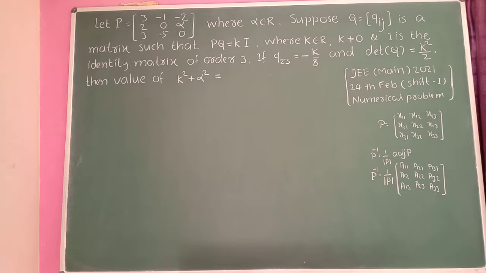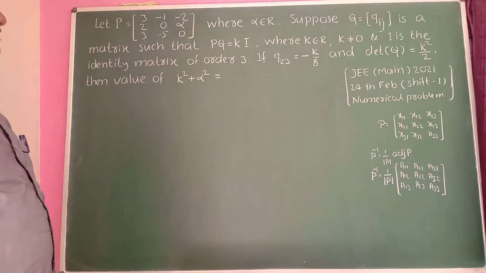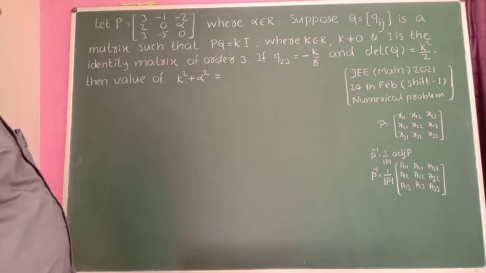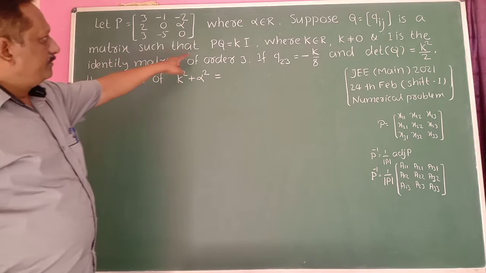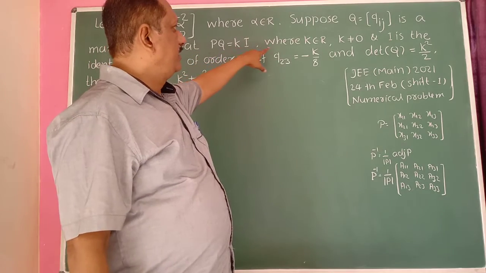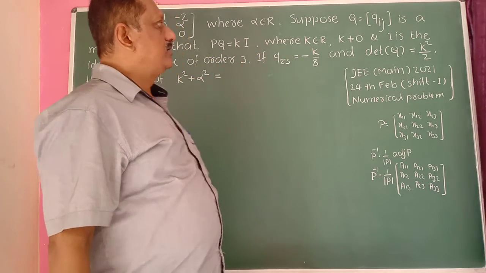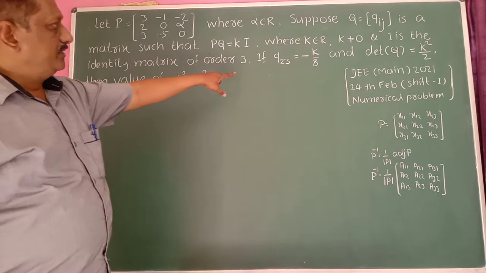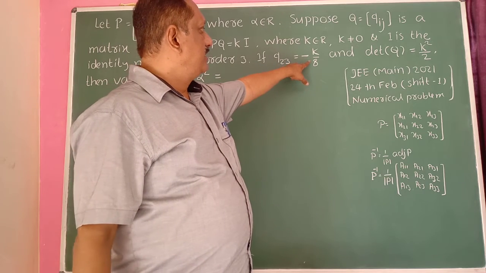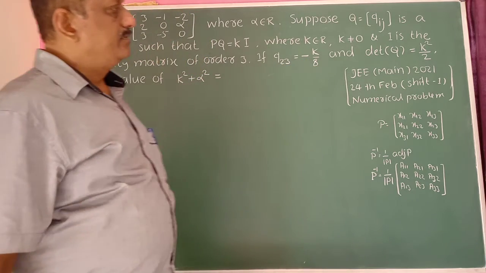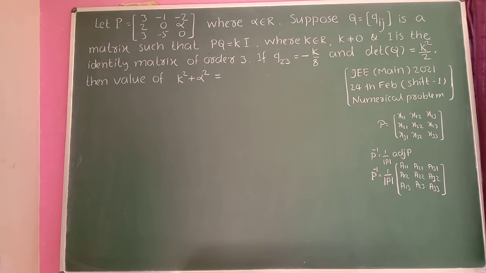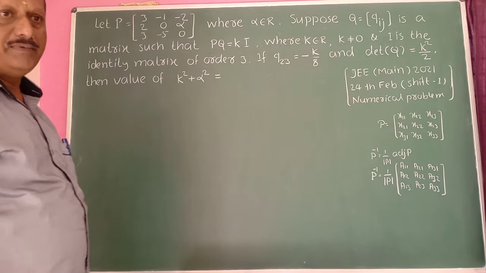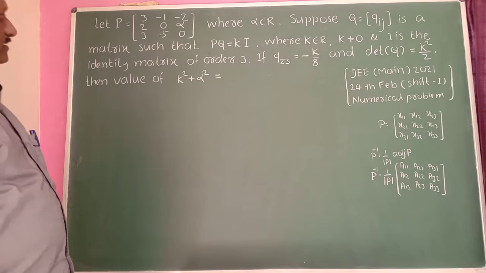So let P be the given matrix of order 3, where alpha belongs to the reals. Suppose Q is equal to Qij, a matrix such that PQ is equal to K into I, where K is not equal to 0 and I is the identity matrix of order 3. If Q23 is equal to minus K upon 8 and the determinant of Q is equal to K square by 2, then the value of k square plus alpha square is equal to what here? It is a numerical problem, as they are not giving any options here.